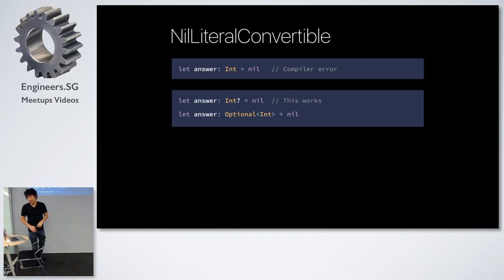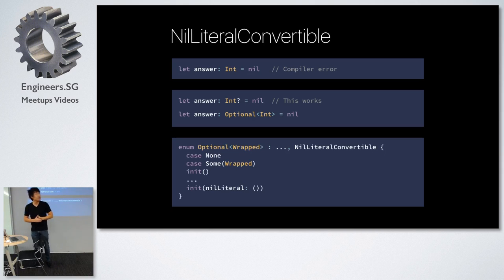So who conforms to nil literal convertible? The optional guy. So this is just syntax sugar for what gets transformed into this guy. If you look into the SDK, you can see it very clearly. Nil literal convertible just needs this initializer. And then you can do something like this sort of assignment. It's not as widely used as you think. The only other types that conform to nil literal convertible are actually pointer types, like unsafe pointer, unsafe mutable pointer, where nil does make sense in those contexts. So it's not like, oh, we have nil now, let's abuse it everywhere. No, it's only optionals and pointers. That's the only place you can do something like this.